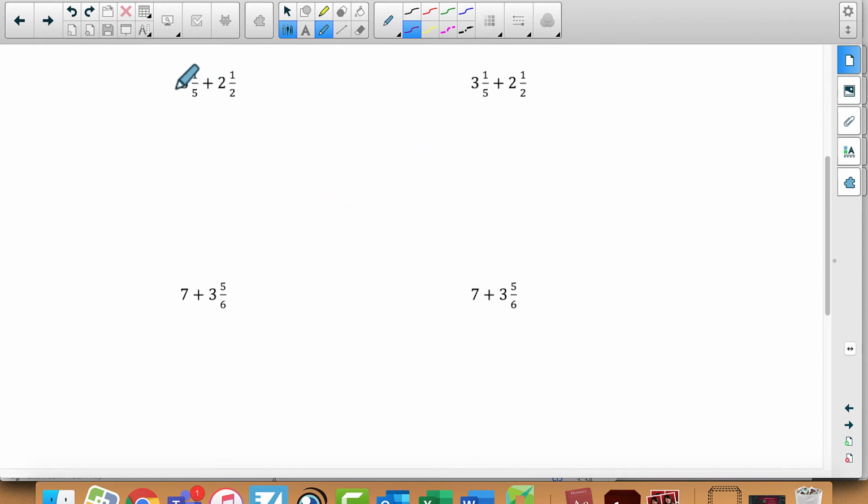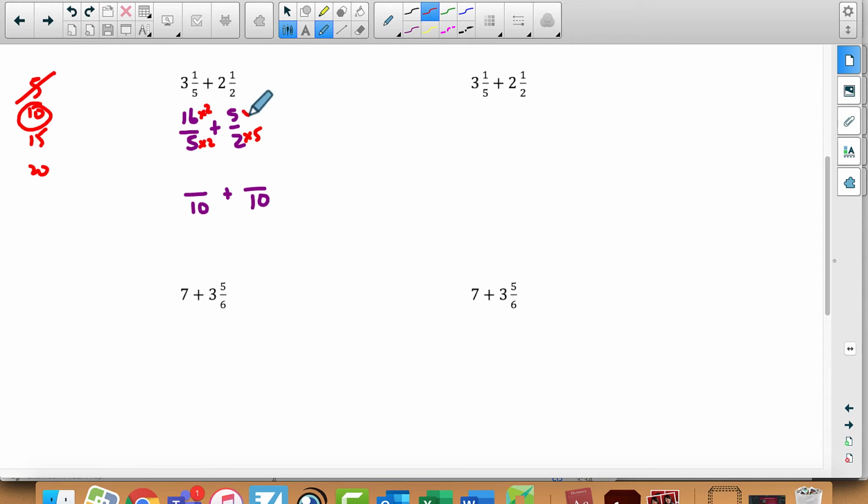All right, second one, switch to improper. 3 times 5 is 15, plus 1 is 16 over 5. And 2 times 2 is 4, plus 1 is 5 over 2. We need a common denominator. Take the biggest one, which is 5, and count a little bit, or look down your times table. Does 2 go into 5? No. Does 2 go into 10? Yes. So that is our lowest common denominator. We want something over 10 plus something over 10. What do you multiply 5 by to get 10? 2. Do the same here. What do you multiply 2 by to get 10? 5. Do the same here.